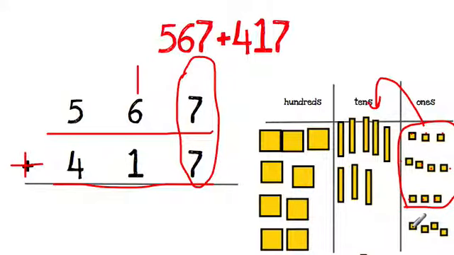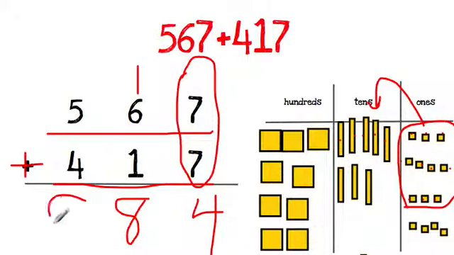Then I can count my ones. 1, 2, 3, 4. I have 4 left over. Count my tens. 1, 2, 3, 4, 5, 6, 7, 8. 8. I do not have enough to regroup. Then I count my hundreds. 1, 2, 3, 4, 5, 6, 7, 8, 9. So my answer is 984.